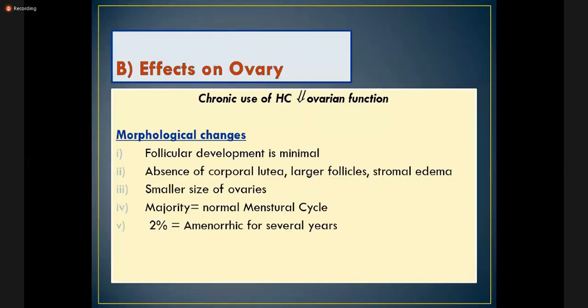Effects on the ovary: chronic use of hormonal contraceptives decreases ovarian function, with morphological changes. Follicular development is minimal, with absence of corpora lutea, larger follicles, stromal edema, smaller size of ovaries, and majority have a normal menstrual cycle, though 2% have amenorrhea for several years. So sometimes with the use of these contraceptives there is amenorrhea, you know. Amenorrhea is the cessation of the menstrual cycle, right?